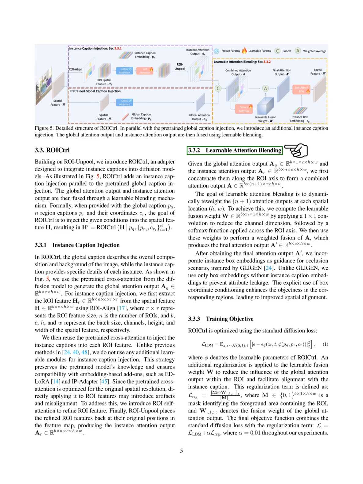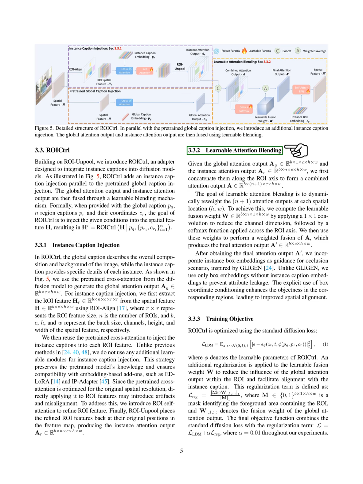Our goal is to dynamically adjust the importance of these outputs at each spatial location. We calculate learnable fusion weights by applying a small convolution to reduce the channel dimension and then use a softmax function across the ROI axis. These weights allow us to perform a weighted fusion of the combined attention output, resulting in the final attention output. We also incorporate instance box embeddings to guide occlusion scenarios, using only box embeddings to avoid attribute leakage, which enhances objectness in the relevant areas.